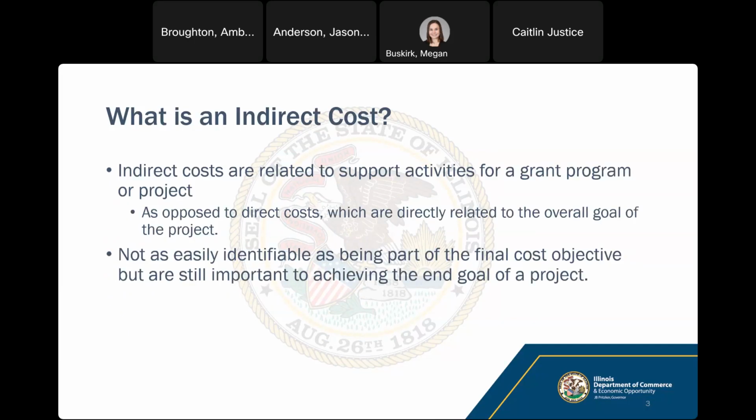To explain what an indirect cost rate is, we begin by uncovering the distinction between direct and indirect cost. Direct costs are directly related to the objective of the grant program. Direct costs are easily identifiable as being directly related to the overall goal of the project. Knowing this, we see that indirect costs are not easily identifiable as part of the final cost objective. Indirect costs are related to support activities for the grant program. They can also ease the administrative burden of reporting cost.